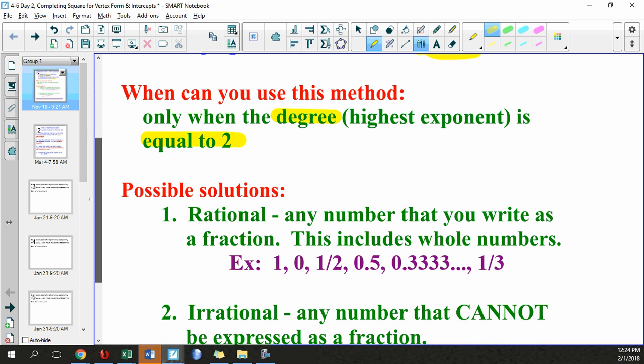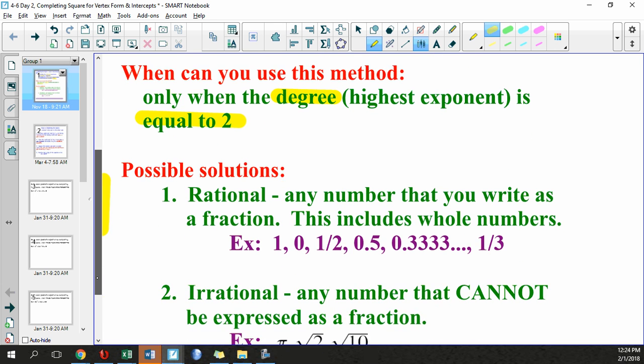Okay? Now, when do you use the completing the square method? When your degree is equal to 2. Now, I'm going to be super honest. Completing the square is 0 fun for you guys. It's immense fun for me. But it is a very difficult concept. There are two types of solutions that you're going to have. You will have rational solutions and irrational solutions.